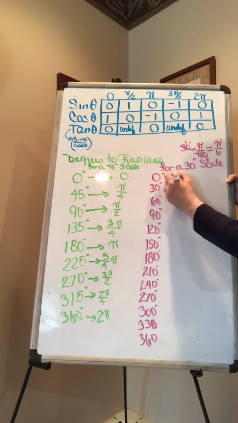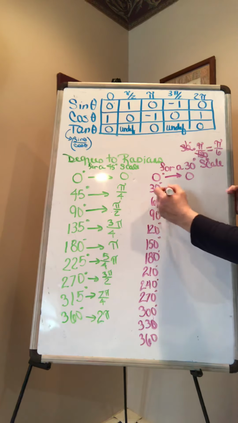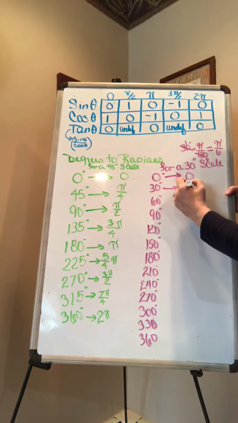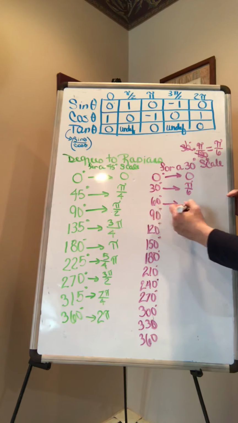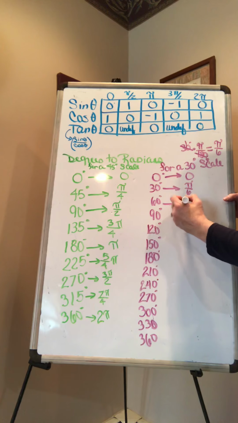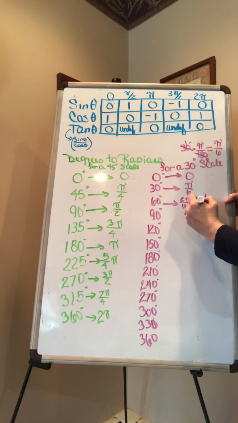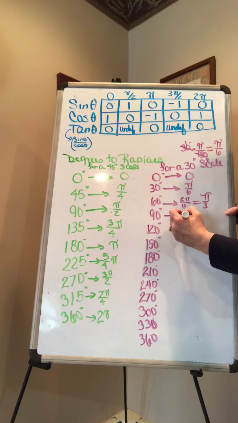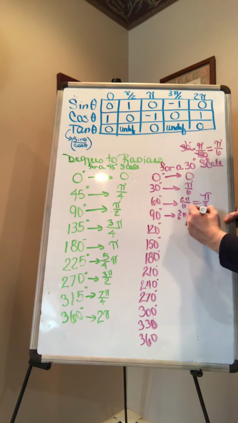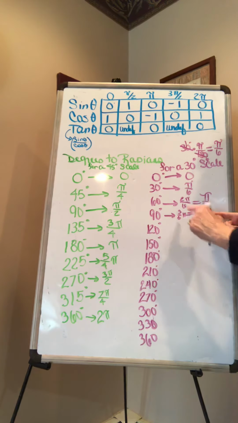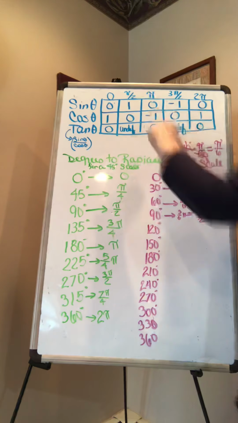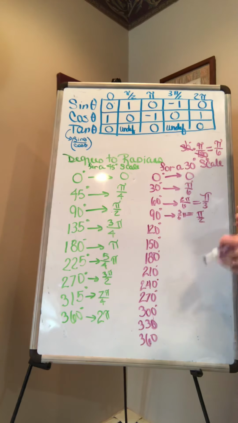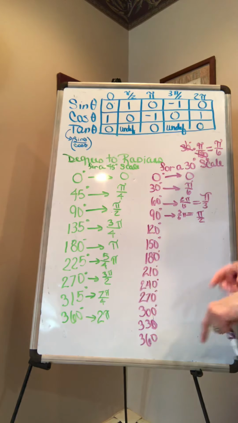So think about it. 0 degrees is 0 radians. 30 degrees, we just found, is 1/6 pi. This would be 2/6 pi. But 2/6 pi, I'll just write that. This becomes 1/3 pi, pi over 3. This would be 3/6 pi. But that reduces to, again, pi over 2. So look at 90 degrees, no matter what scale you're using, is always going to be pi over 2. And that's going to happen with the 180, the 270, and the 360.